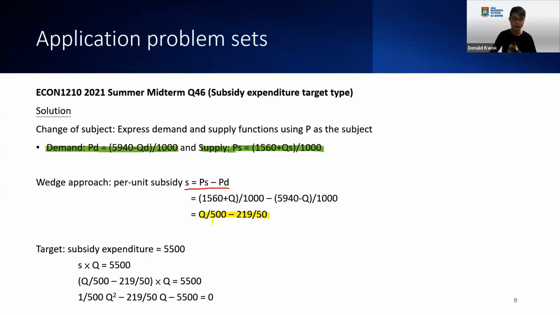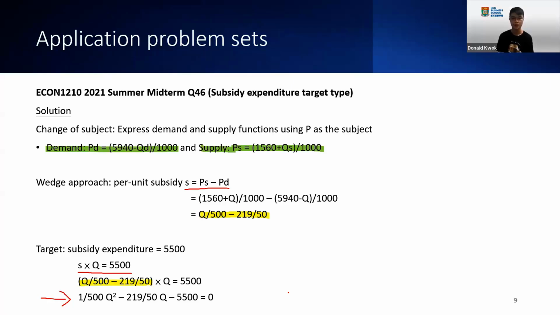As I've identified, the target equation to solve is per unit subsidy multiplied by the new quantity equals the subsidy expenditure, 5,500. So we just put per unit subsidy S back into this equation. Then we are able to solve it because this equation has only one unknown, Q. Specifically, this would actually be a quadratic equation. Rearranging this a bit, we will have the quadratic equation in this form. Then we can move on to solve this quadratic equation.